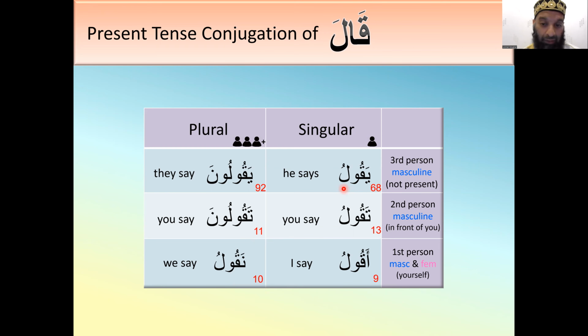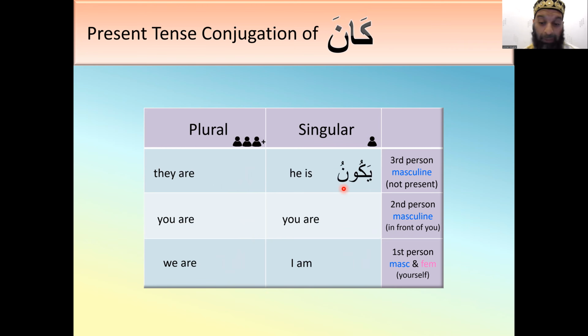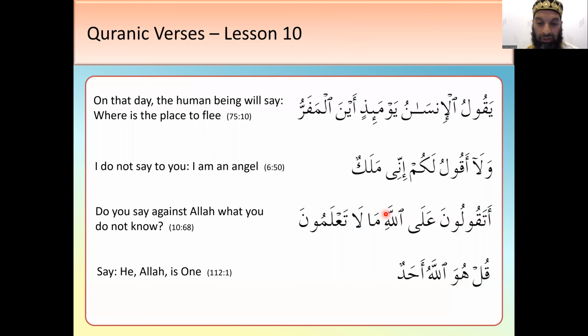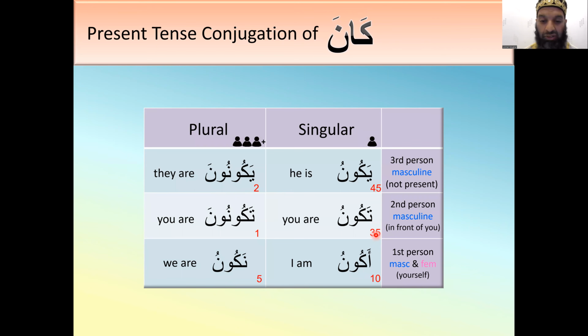And then for kana, which doesn't appear, look at the numbers for qala. About 200 times. For kana, it is about 100. So it still comes, but look at qala. Qala is very important. And that's present tense. So you're going to have to learn this one as well: yakunu, yakununa, takunu, takununa, akunu, nakunu. That's all.